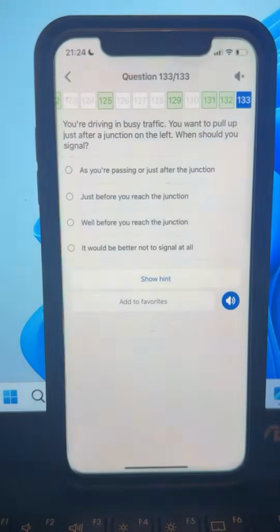Okay, good. So what's the answer, guys? Is it before or after?